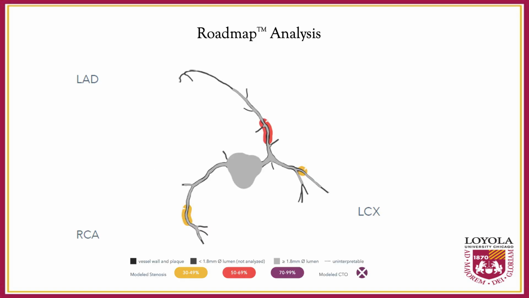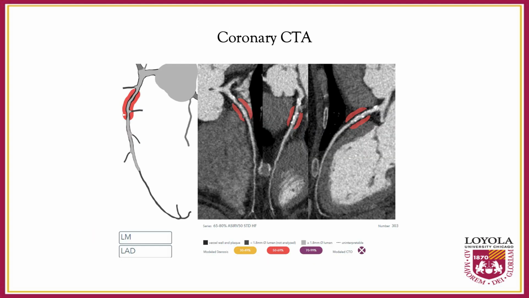This is the patient's roadmap analysis, which demonstrated multivessel coronary artery disease, with a 30 to 49% diameter stenosis in the RCA, a 30 to 49% stenosis in the circumflex, and a 50 to 69% stenosis in the left anterior descending artery. This is the patient's coronary CT angiogram focusing on the left anterior descending artery. Again, you can see via the color-coded capsule the mixed calcified and non-calcified lesion in the LAD in the range of 50 to 69% diameter stenosis.